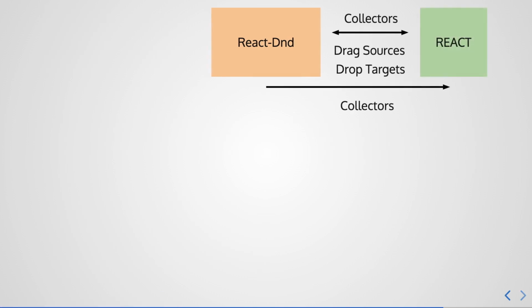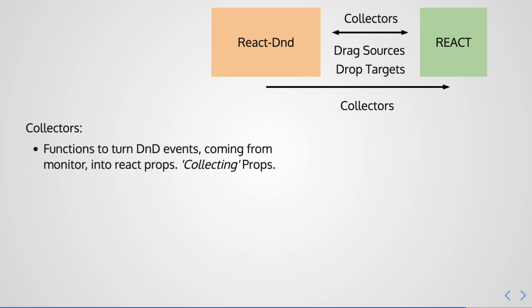Good, let's look at the other side. On the other side, React-dnd gets all this information that's coming from the DOM, and it wants to pass it on to React, to your components, basically. And the way it does that is by using collectors. So what are collectors? They are functions that will take the input that comes from the monitor and collect props that will be passed on to your component.